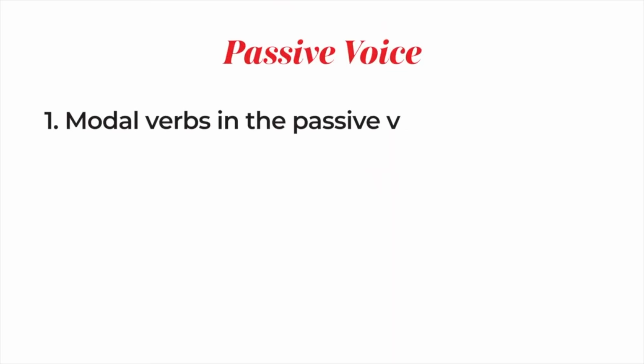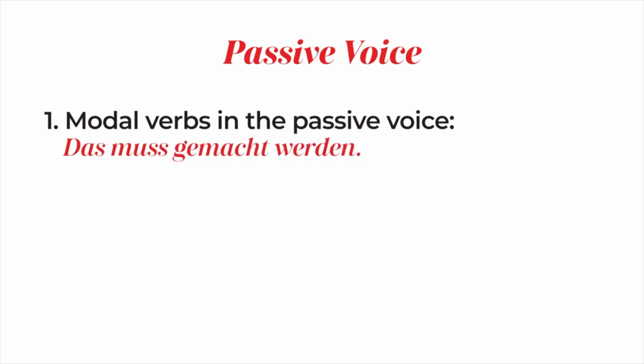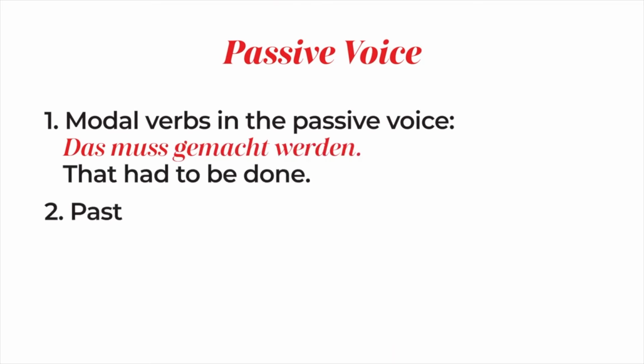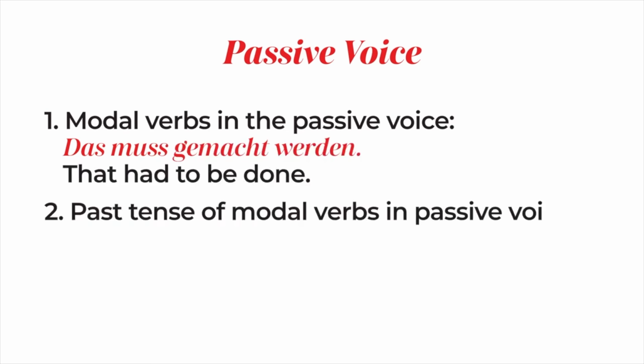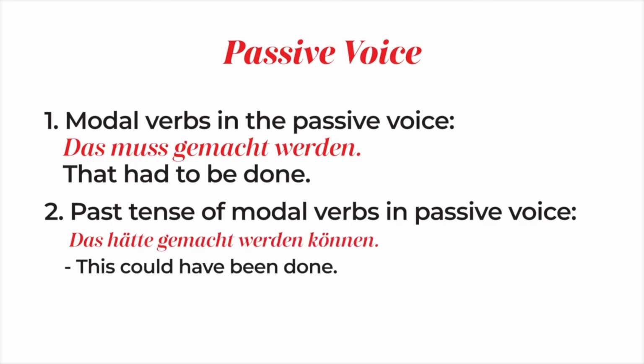The passive voice. Modal verbs in the passive voice. Das muss gemacht werden. That had to be done. Past tense of modal verbs in the passive voice. Das hätte gemacht werden können. This could have been done.